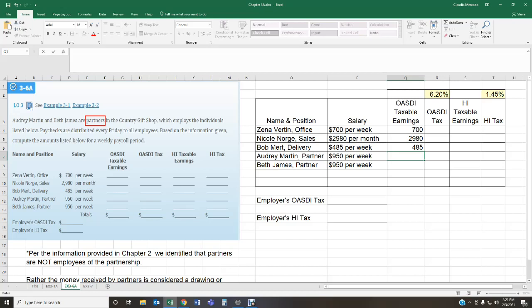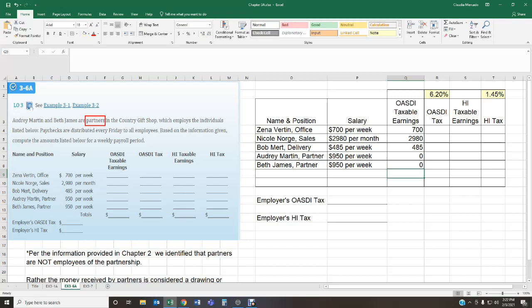Okay, what did we say about Audrey and Beth? These are partners. So are the $950 that they receive every week wages? No. According to chapter 2, whatever the partner takes out of the business is not considered salary. That is considered a withdrawal. So for taxable purposes, that will be 0. They're not going to pay any taxes on it because it's not salary that they earned. It's a withdrawal that they made. They're the owners of the business and they're making a weekly withdrawal for personal use.